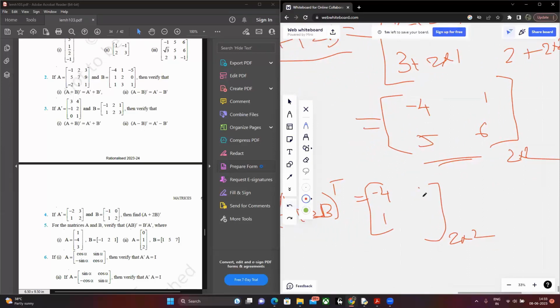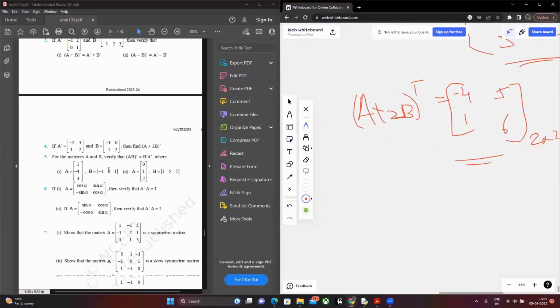This is going to be plus 5 and 6. Now we have question number 5. Just finished question number 4. For the matrices A and B, verify that (AB) dash is going to be B dash A dash, right? First thing, you have a row matrix and a column matrix, and I'm not writing A and B down.